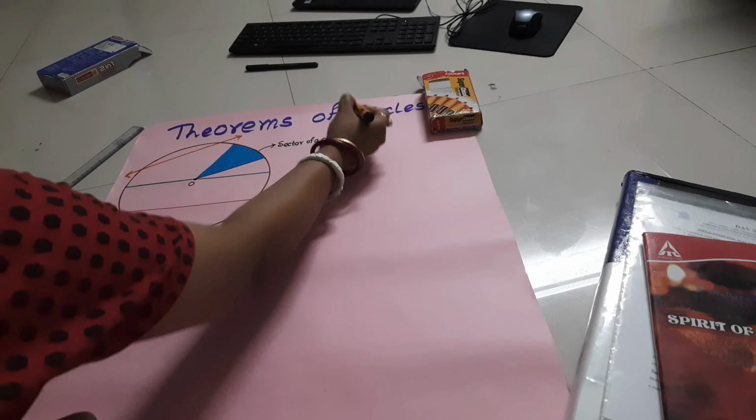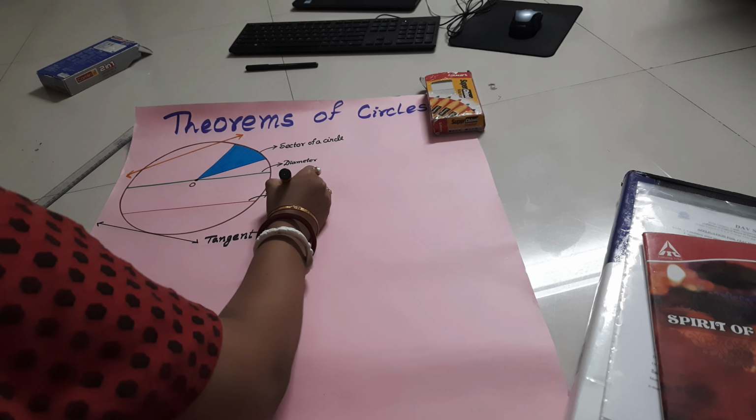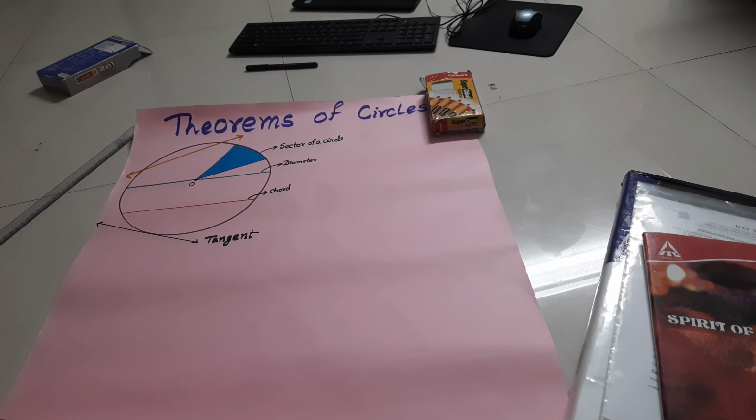So let us continue. Here the sector of the circle and diameter, all the definitions I am writing with a color pen. After completing, I am going to share how it looks. So let's have a look.